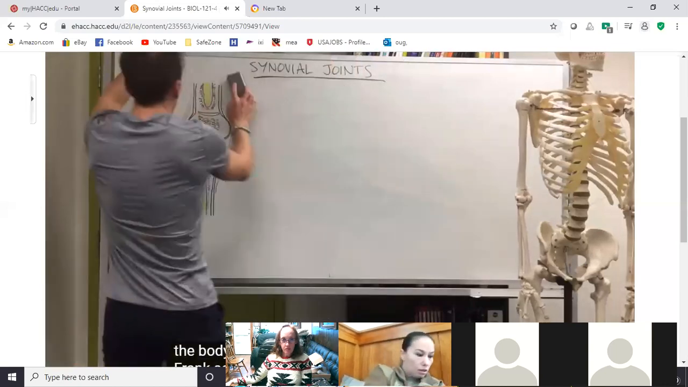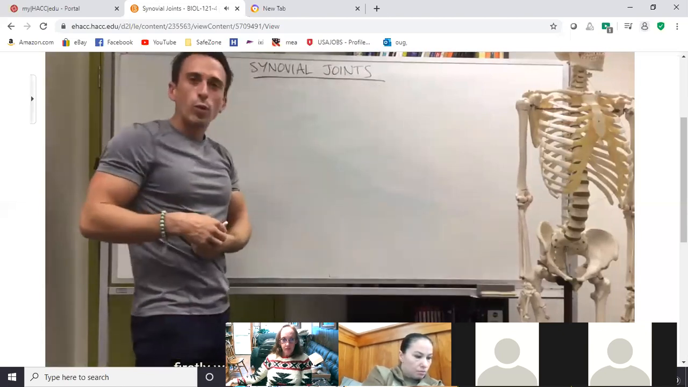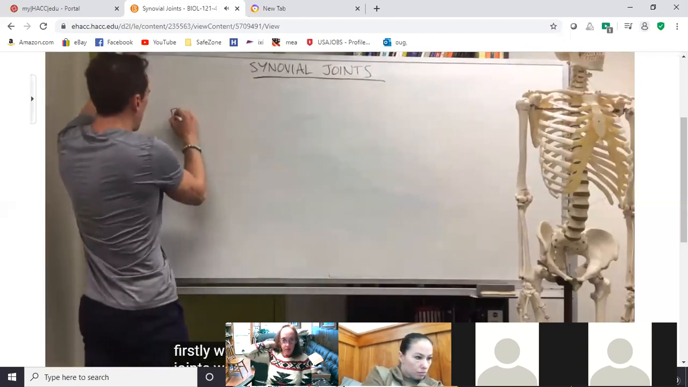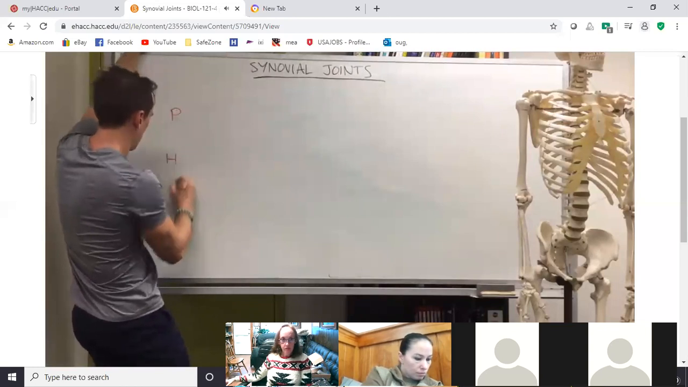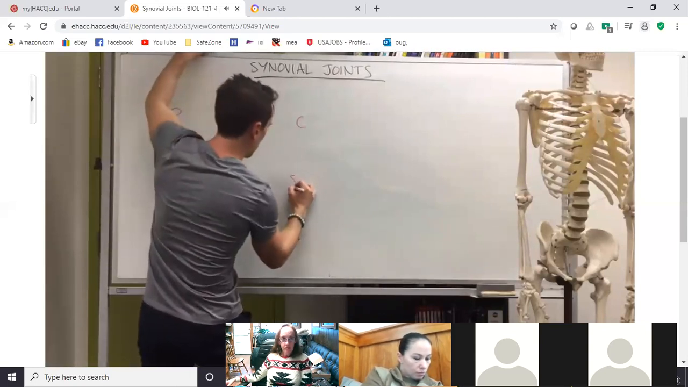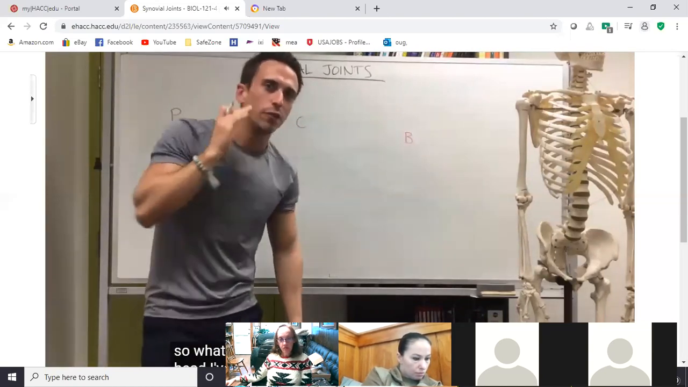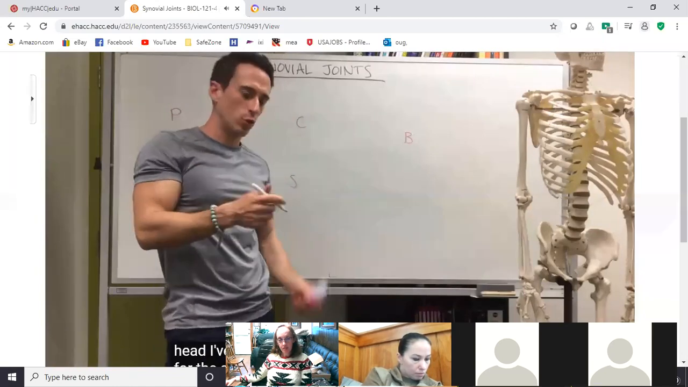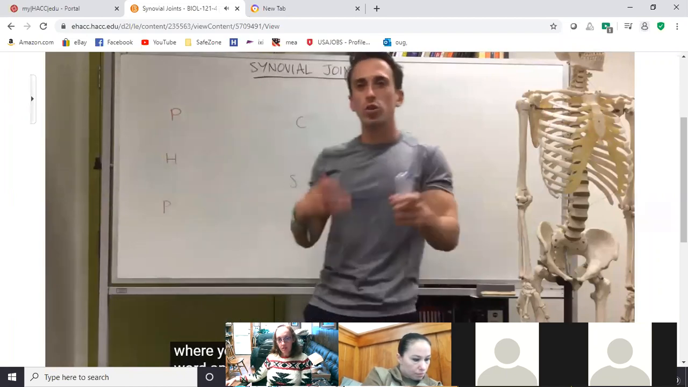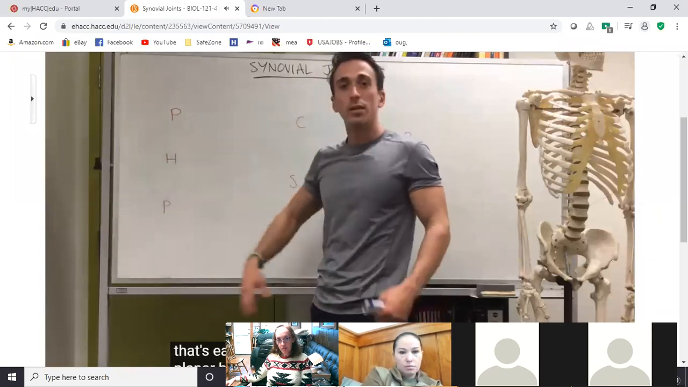So, firstly, when we look at the synovial joints, what I've just done there is, in my own head, I've got a mnemonic for the synovial joint. And a mnemonic is where you take the first letter of every word and you attribute it another word that's easy to remember in simply saying planar, hinge, pivot, and so forth.